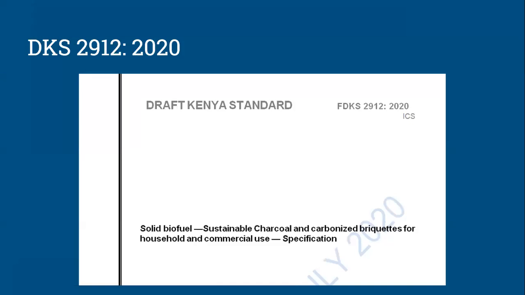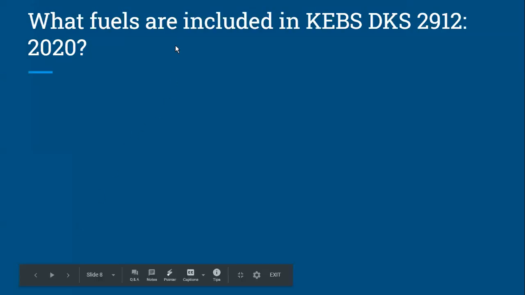So we're going to go through the major components of the standard so that we're all a little more familiar with those. And then once I'm done with that, we can try to have a discussion about how this could affect our businesses. So first, what's included in the new KEBS standard?